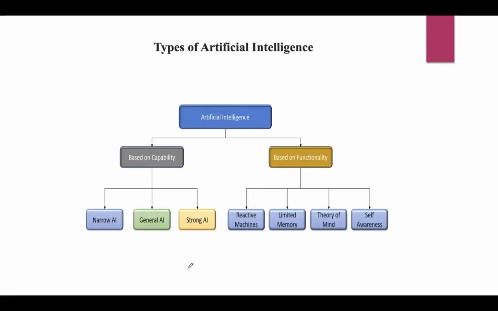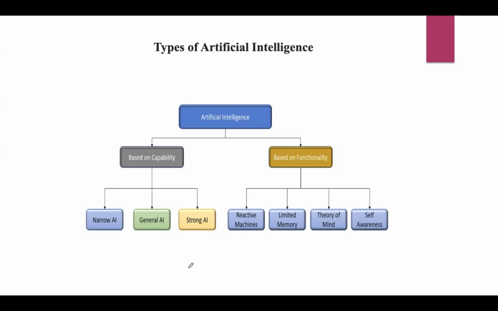In this lecture, let us discuss different types of artificial intelligence. Artificial intelligence can be categorized into different types based on their capabilities and functionalities. So in the picture, you can see AI is divided into two broad categories. One is based on capability and the other one is based on functionality.